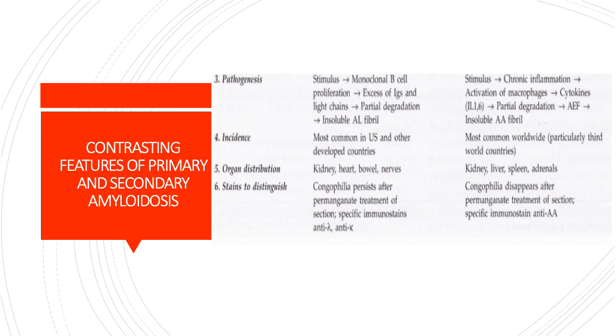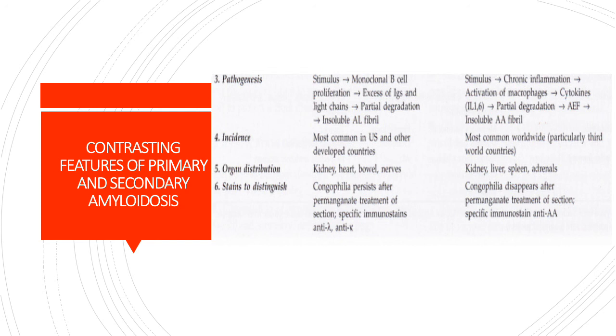Pathogenesis in case of amyloid light chain protein: there is monoclonal B cell proliferation, which leads to excessive immunoglobulins and light chains, and there is partial degradation which leads to insoluble amyloid light chain protein. In case of secondary amyloidosis, there is a stimulus because of inflammation, then activation of macrophages, which releases cytokines like interleukin 6, and that leads to secretion of serum amyloid associated protein by the liver, which leads to partial degradation, and that gets deposited as amyloid associated fibrillary protein.